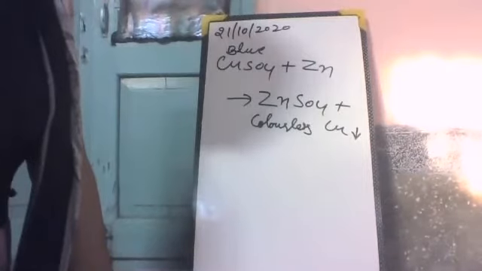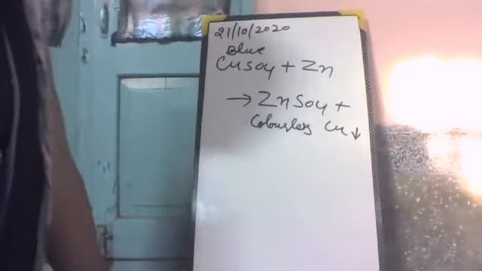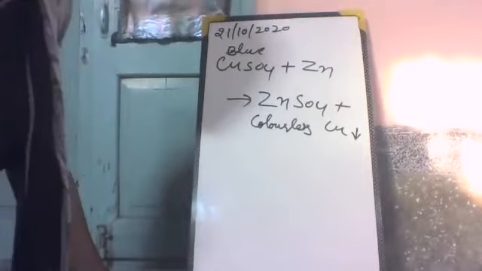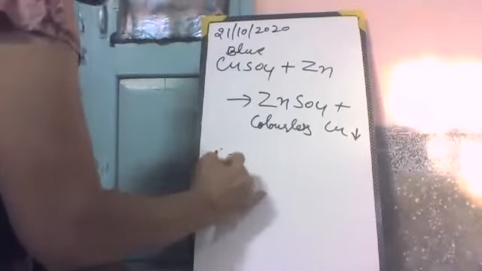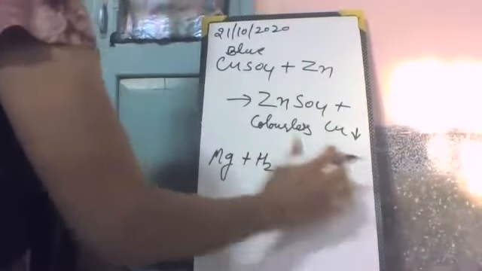Reddish brown particles of copper settle down in the beaker. So we can say that zinc displaced copper from the compound copper sulfate. Another example is magnesium, when magnesium reacts with sulfuric acid.